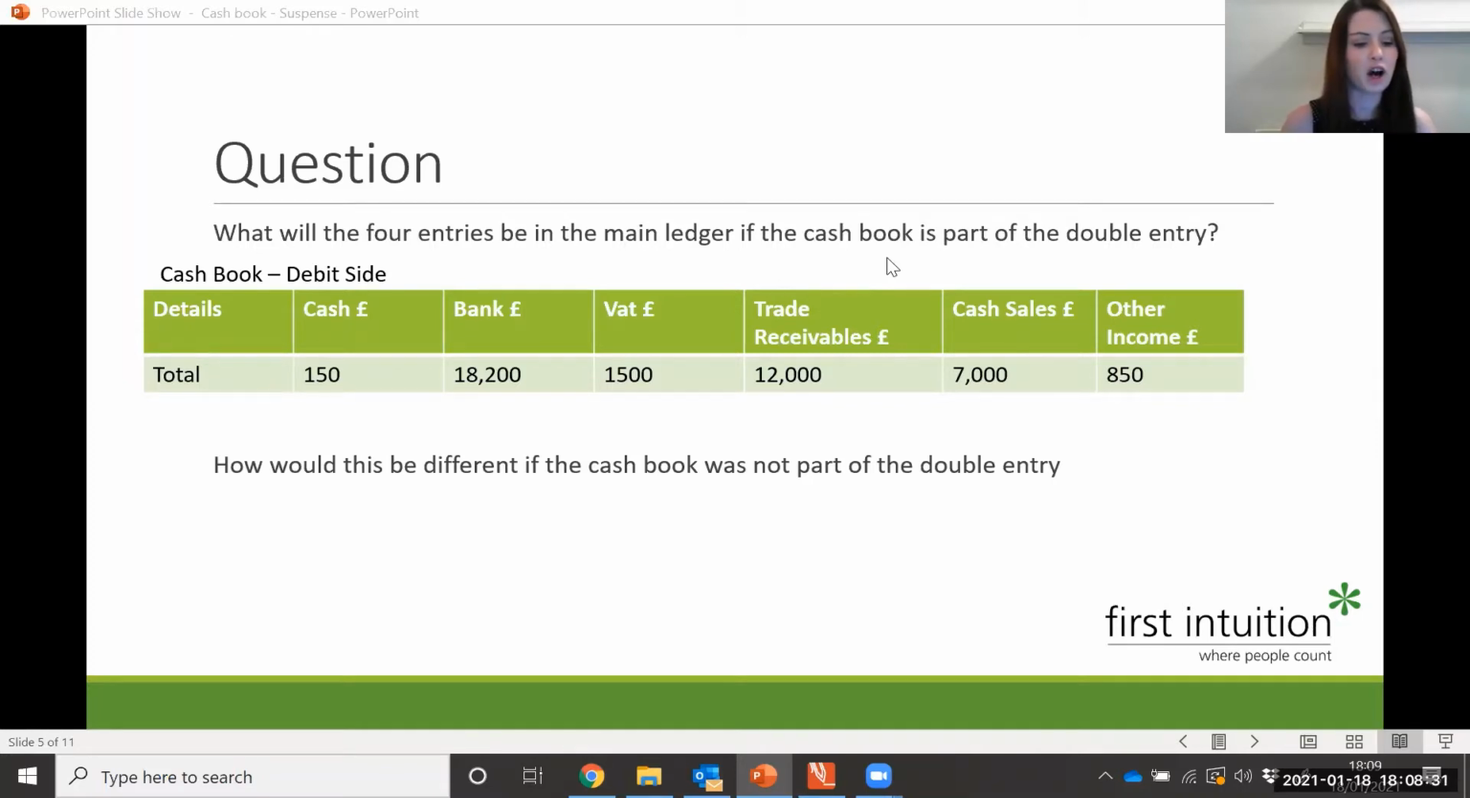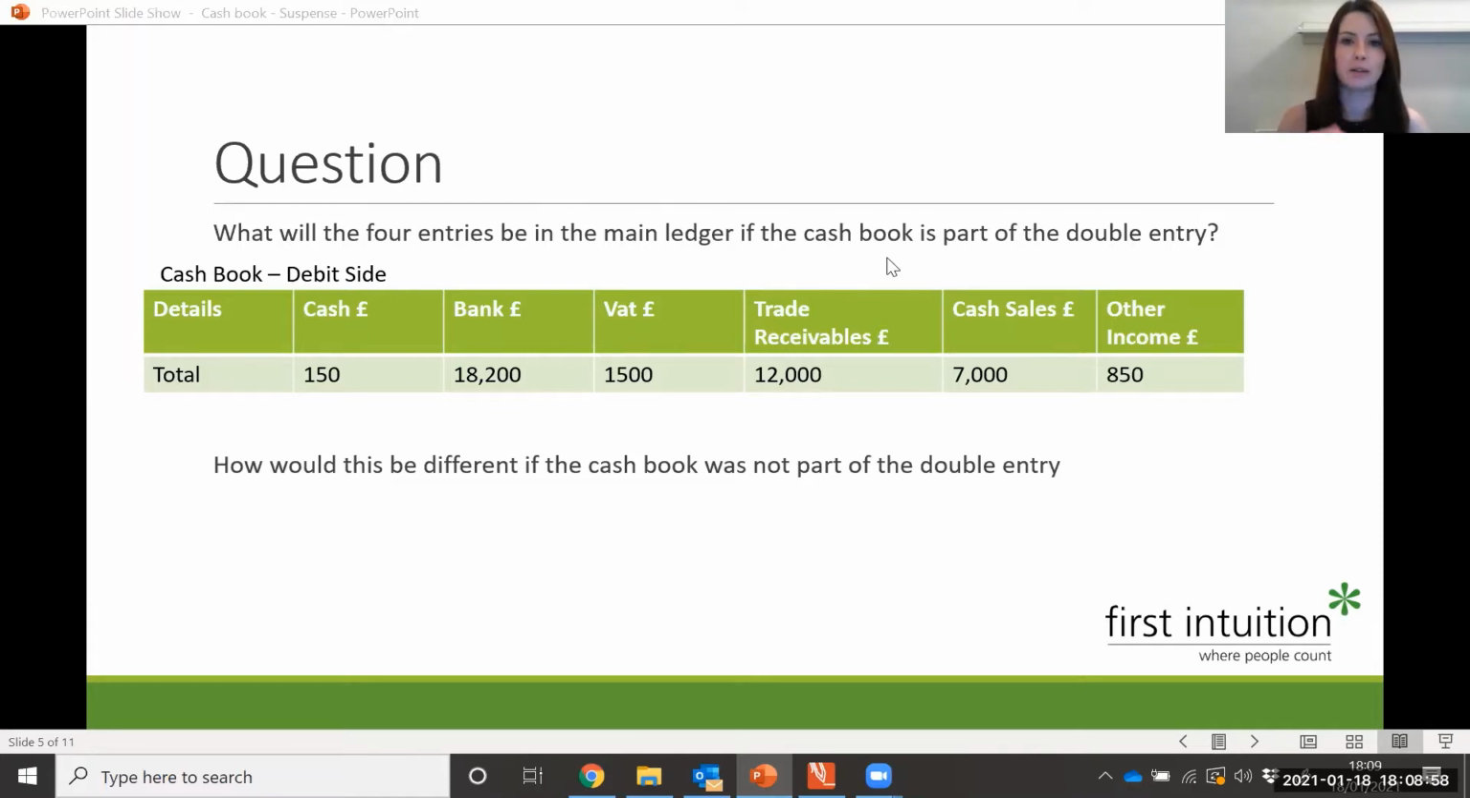Yeah, Fiona, almost. I'll come back to that bit in a minute, where you put cash and bank. Yeah, Madalena, cash sales. So the 4 accounts in the main ledger will be the VAT account, the trade receivables, the cash sales, and then we've got one more account. What's that 4th one?